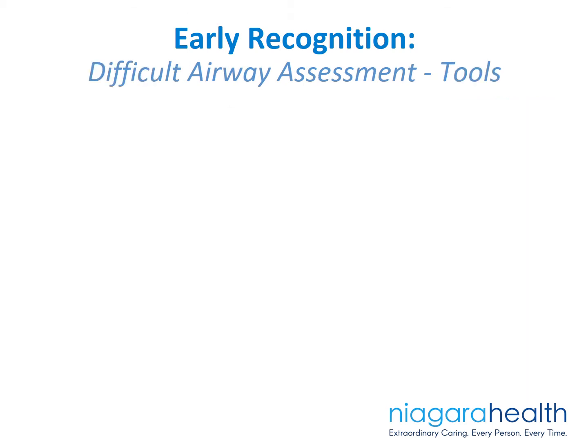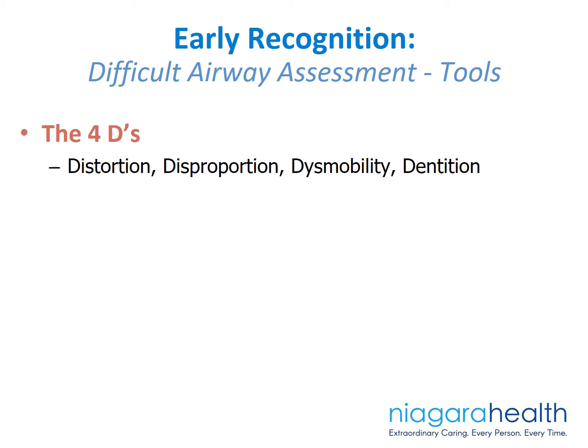So what do we have available to you in terms of tools to make your life easier when you're going through these things to figure out who's going to be difficult? Well, the first thing is ask yourself, is there presence of any of the 4 Ds? Distortion, disproportion, dysmobility, and dentition. We'll go over those in detail in the upcoming slides.